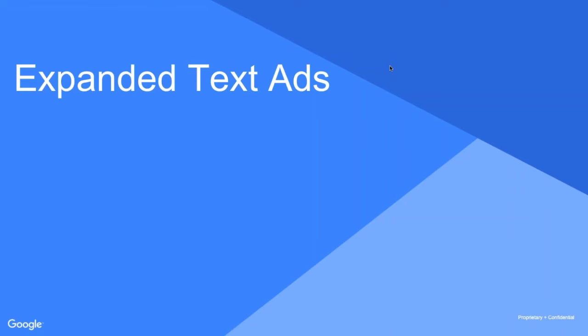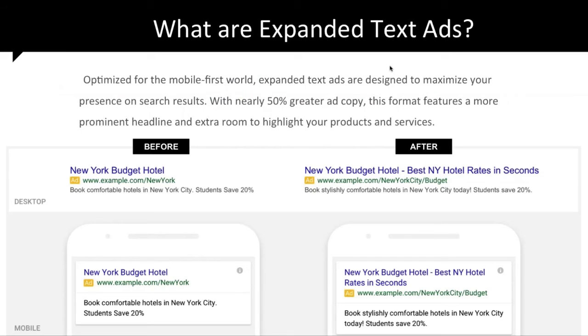First up is expanded text ads. What are expanded text ads exactly? Expanded text ads are a replacement of the standard text ad format, and they're optimized for a mobile-first world. More specifically, a world in which smartphones are becoming ever increasingly larger: 4, 5, 6-inch devices, in some cases 7-inch devices. We really wanted to empower our advertisers and our users to fully take advantage of that screen real estate. So expanded text ads are designed to maximize your presence on mobile search as well as desktop search. With the new ad format, we're giving you 50% greater ad copy space, which allows you to utilize a more prominent headline as well as some extra wiggle room to highlight your products and services.